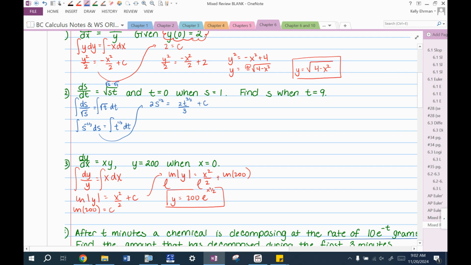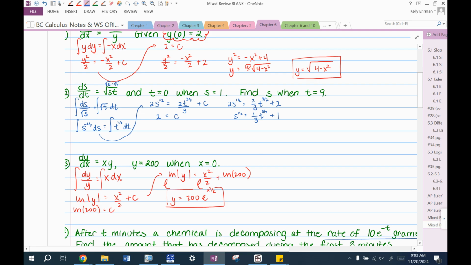I'm going to plug in my conditions here. So 2 times 1 to the 1/2 is 2. Plug in 0 for t, so c again is 2. And then I can go back to my general equation. Now I can plug in c. So 2s to the 1/2 equals 2/3 t to the 3/2 plus 2. I need to divide everything by 2. So s to the 1/2, 2/3 divided by 2 is 1/3. T to the 3/2. 2 divided by 2 is plus 1.